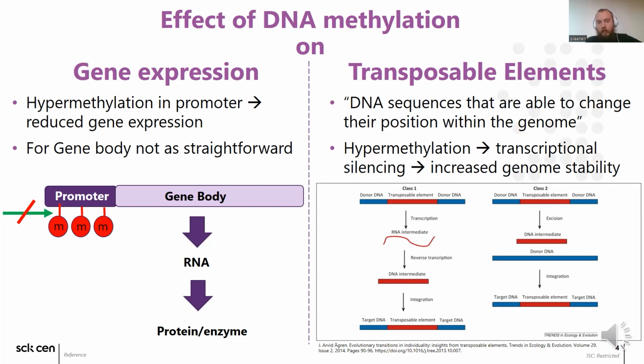Additionally, DNA methylation can have an effect on transposable elements, which are sequences that are able to jump about in the genome, thereby creating changes in the genome and higher genome instability. Hypermethylation of these regions leads to lower expression of these transposable elements, and therefore, hypothetically, an increased genomic stability.